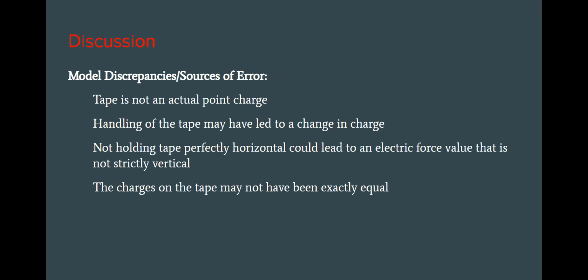Now, the results may not be exactly correct due to some of the limitations and errors from the experiment, those being that tape is only being used as a model of a point charge. In and of itself, it is not a point charge. The handling of the tape may have led to a transfer and therefore a change in charge. The tape may not have been held completely vertical, and this could lead to a value that isn't strictly vertical, which would skew results. And finally, the charges of the tape may not have been exactly equal.